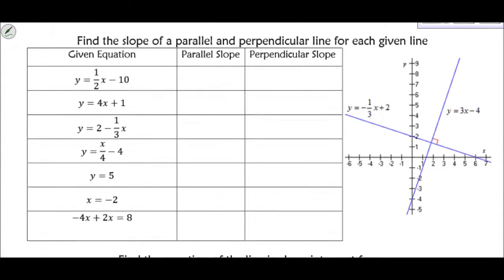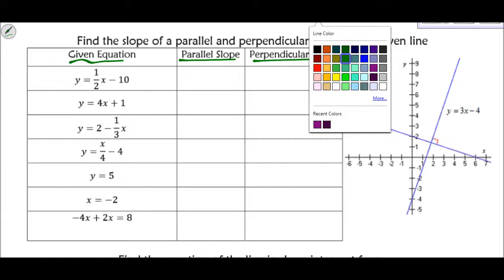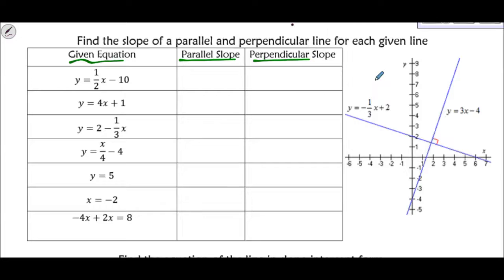When I'm given the equation, there's only one part that's important. I don't care about the y-intercept, I only care about the slope. So I'm trying to figure out, given that equation, what's the parallel slope and what's the perpendicular slope. The parallel slope is just whatever slope I see. The slope is not going to change. That is my slope, 1/2. A line that's parallel to it is going to have the exact same slope. Actually, let's just do all the parallel slopes in the beginning.